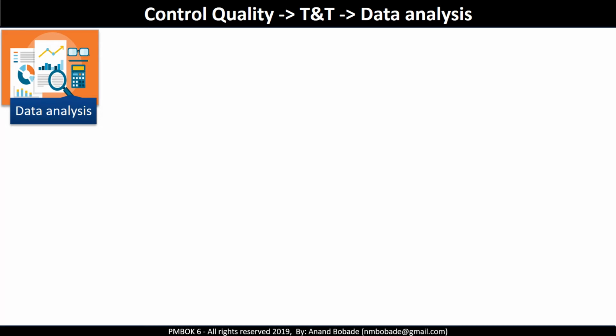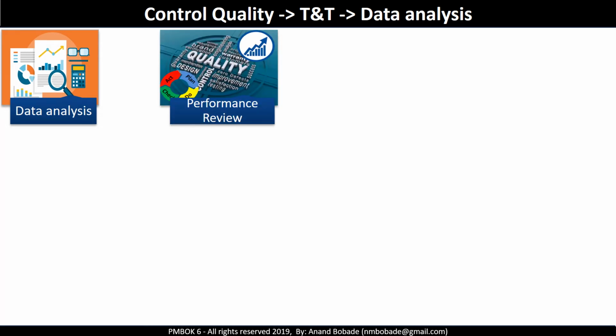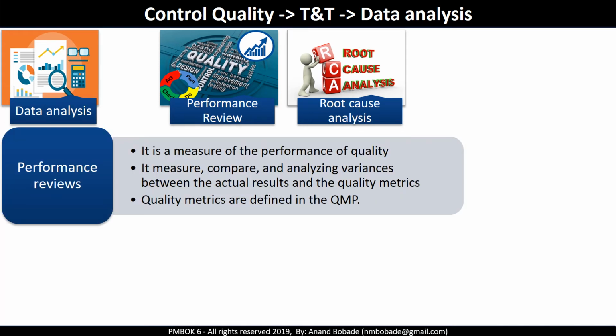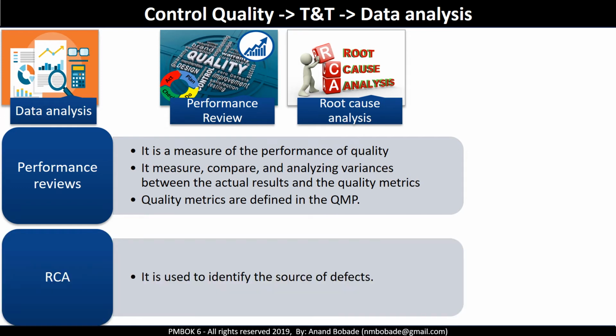There are two data analysis techniques used in control quality: performance reviews and root cause analysis. What is a performance review? It is a measure of the performance of quality on the project. It is done by measuring, comparing, and analyzing any variances seen between the actual results and the quality metrics defined during quality planning, of course in the quality management plan. Root cause analysis. Again, a very generic tool and technique used in various other processes. Here, it is used to identify the source of the defects.